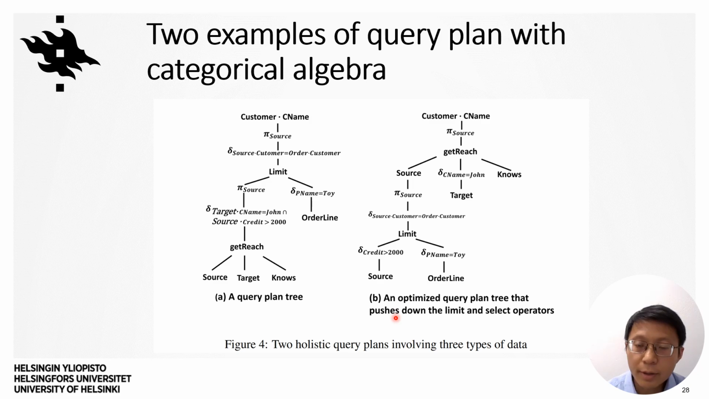Recall the previous example of the customer category. In this slide, we show two query plan trees. These trees include different operators defined in the previous category algebra. Based on these examples, the trees A and B will return the same answer, but they can define different operators. Later, we will introduce some algebraic transformation rules, which can be used to transform one query tree to another query tree with the purpose of query optimization.